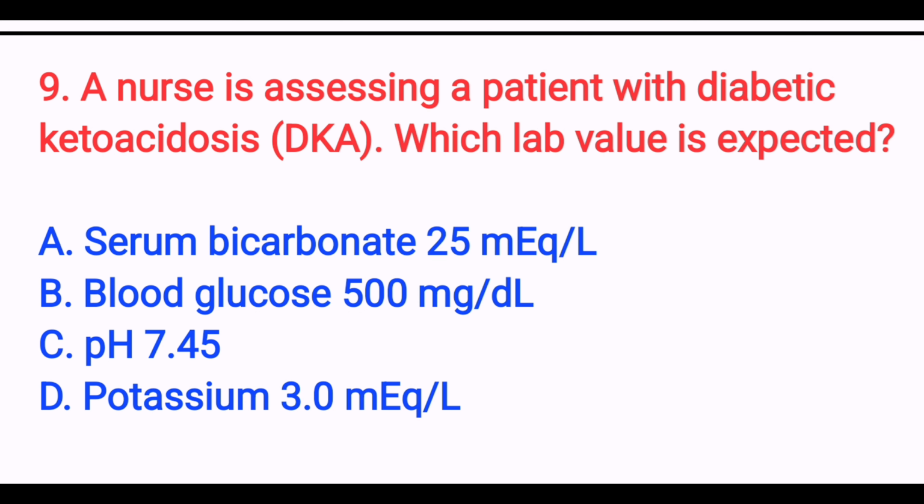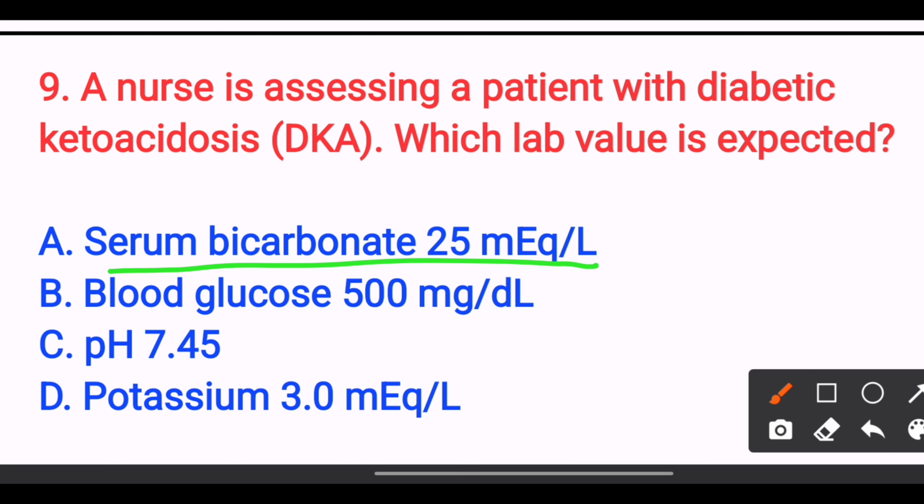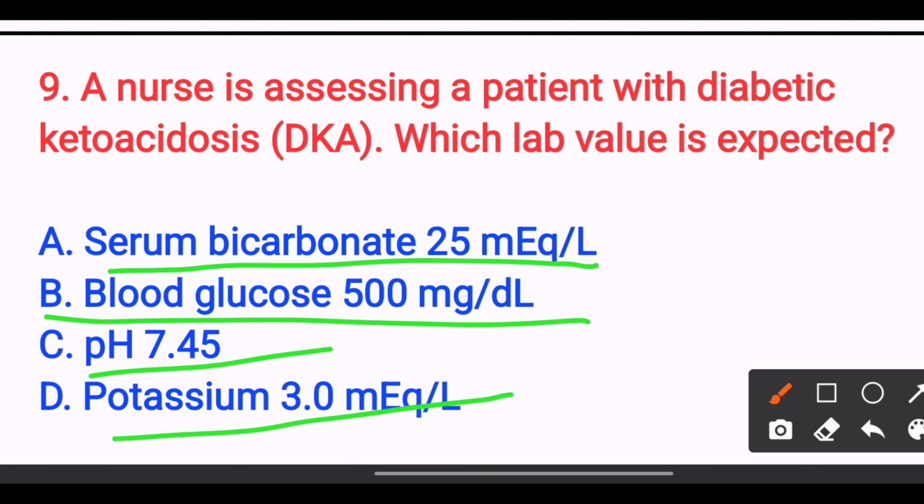A nurse is assessing a patient with diabetic ketoacidosis. Which lab value is expected? Option A, serum bicarbonate 25 mEq per liter. Option B, blood glucose 500 mg per dL. Option C, pH 7.45. Option D, potassium 3.0 mEq per liter. The answer is option B, blood glucose 500 mg per dL.